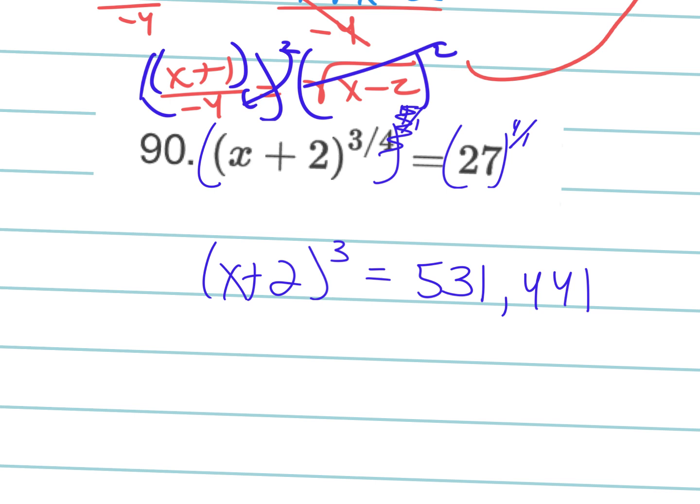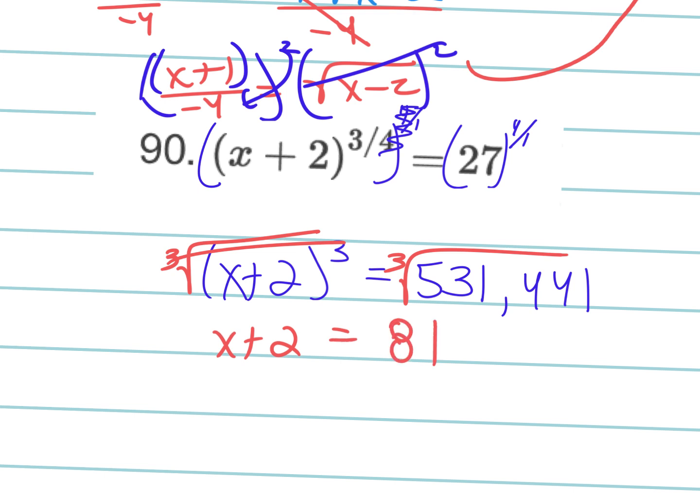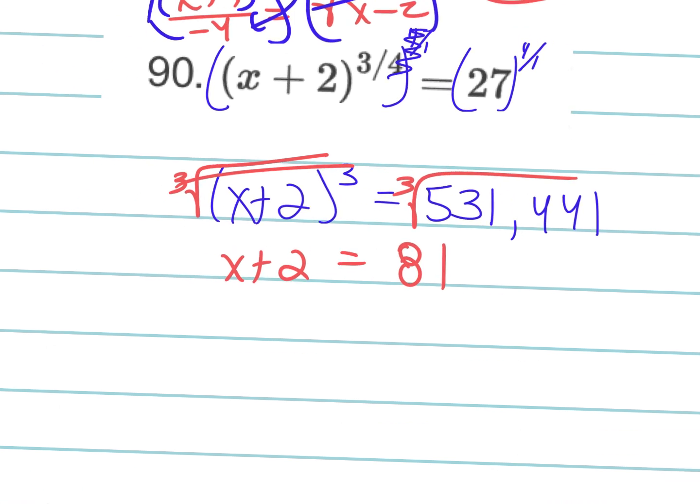What is the opposite of cubing a number? It's going to take the cube root. So what you do to one side, you do to the other. So here we're left with x plus 2, and the cube root of this large number happens to be 81. So the last thing we're going to do is subtract 2 from both sides. So we get x equals 79.